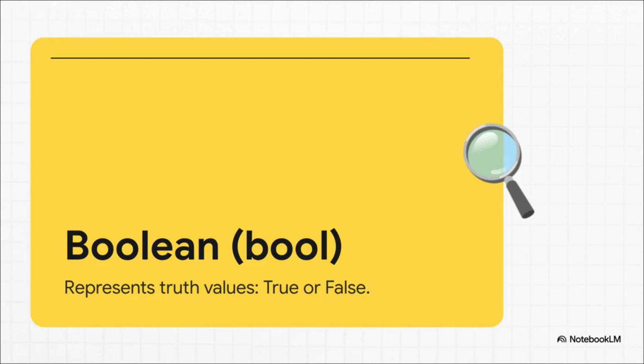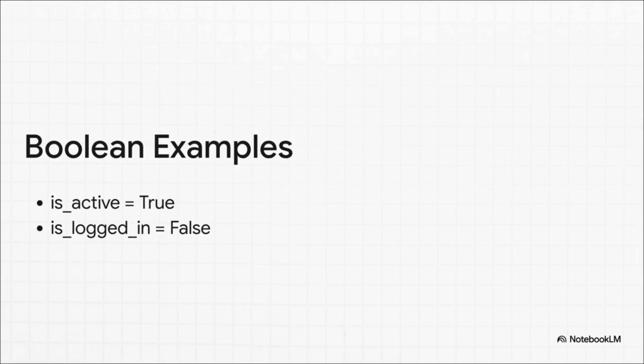And now for one of the simplest, but maybe one of the most powerful types out there, the Boolean, or bool. A Boolean can only ever be one of two things, true or false. That's it. It's like the ultimate on-off switch for your code. And you are going to use these all the time to check if something is true. Is a user's account active? True. Are they logged in right now? Maybe that's false. These simple little values are what make your programs smart.